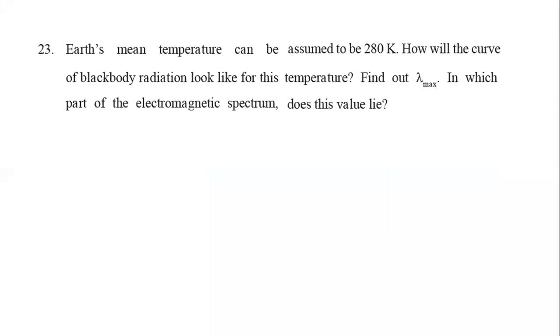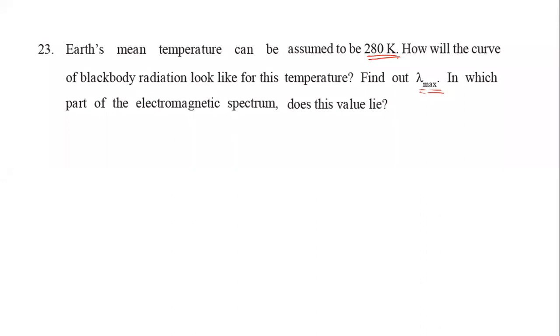Question number 23. Now I will explain question number 23. What is given? Earth's mean temperature can be assumed to be 280 Kelvin. So temperature is given. How will the curve of black body radiation look like for this temperature? Find out lambda max. In which part of the electromagnetic spectrum does this value lie?